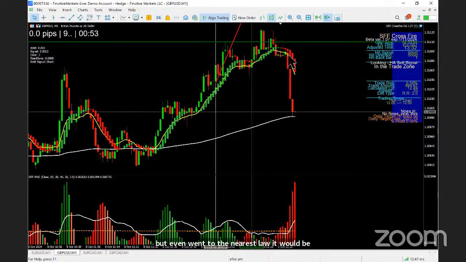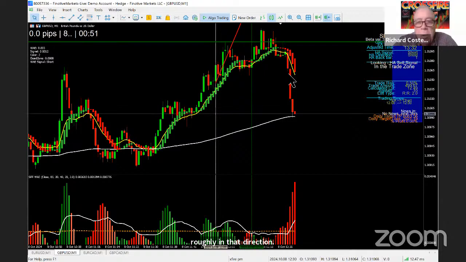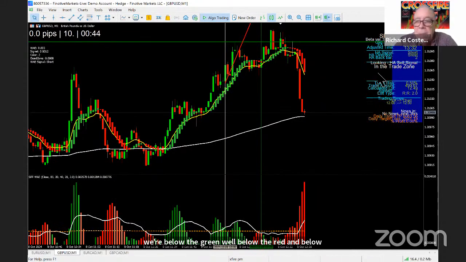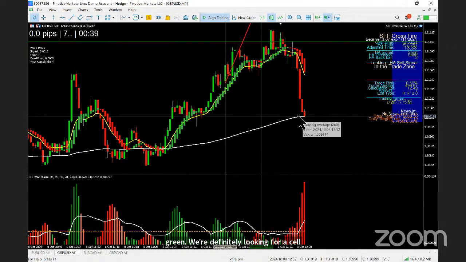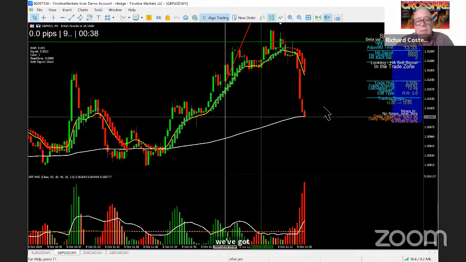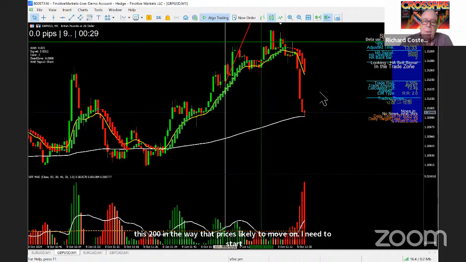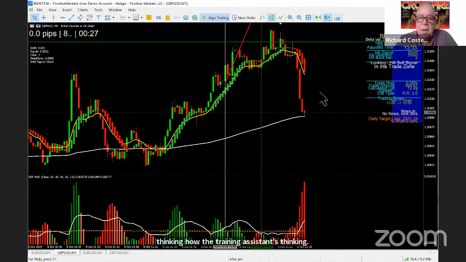We're definitely okay because we're below the red and below the green, so we're definitely looking for a sell. That's correct. We've got this 200 in the way because the price is likely to move over it. But I need to start thinking how the trading assistant's thinking. I'm below the red trend line, so I'm looking for a sell.